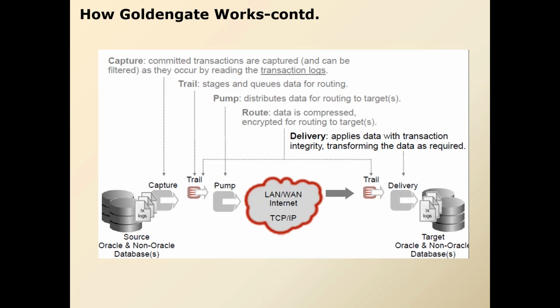Okay. So the data pump process writes the data to this remote trail. And then once the data becomes available in this remote trail, the replicate process reads the data out of the remote trail and applies it to the target database.